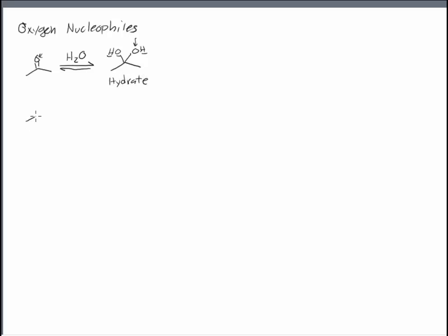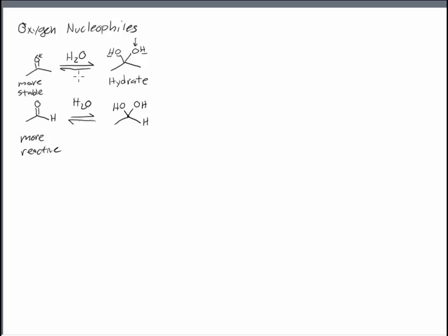We can do the same thing with an aldehyde. We add water, we end up with a hydrate. In this case, though, the hydrate has an H attached to that carbon of interest instead of two carbon groups. And if you remember our discussion on the reactivity of ketones and aldehydes, aldehydes are more reactive. And ketones are more stable.